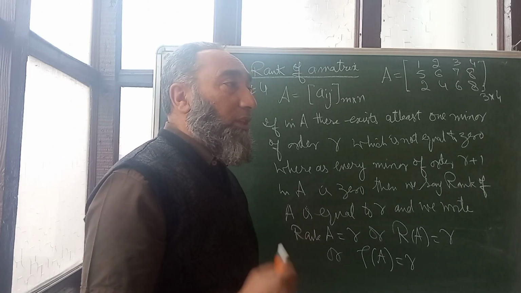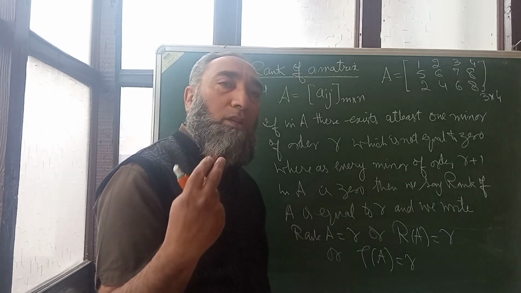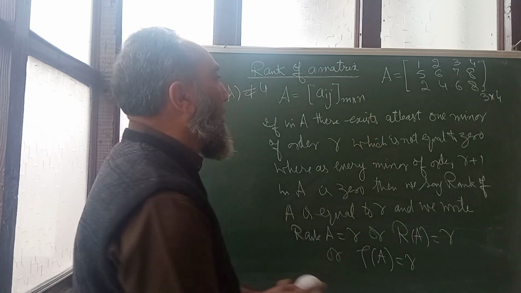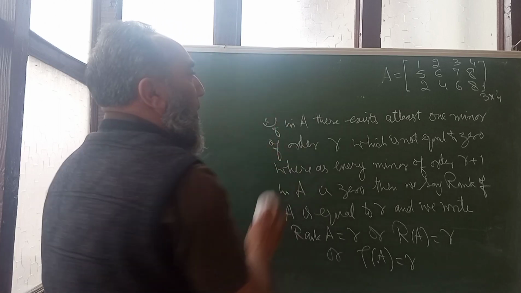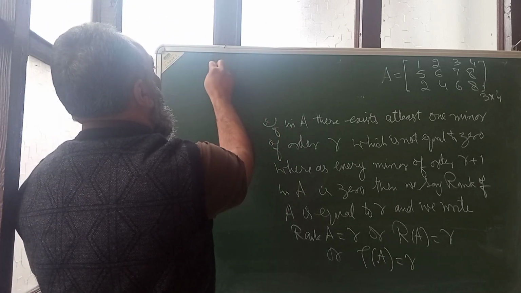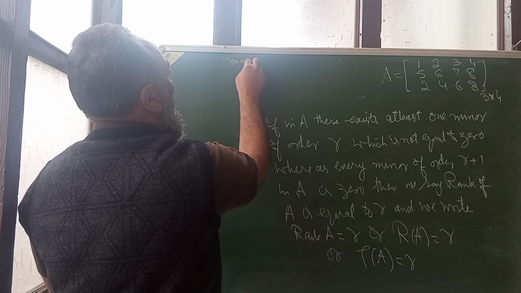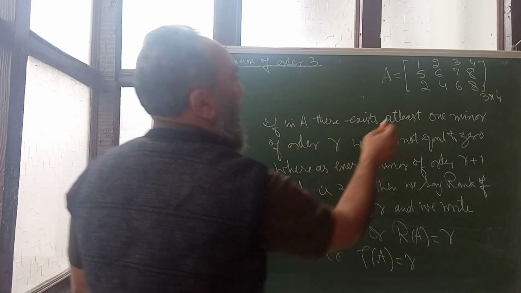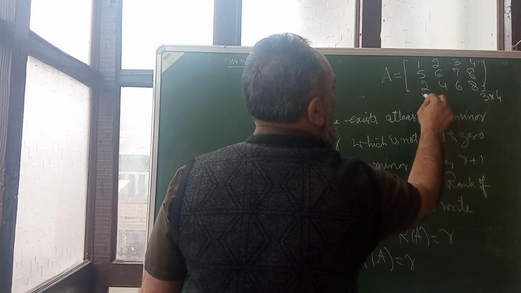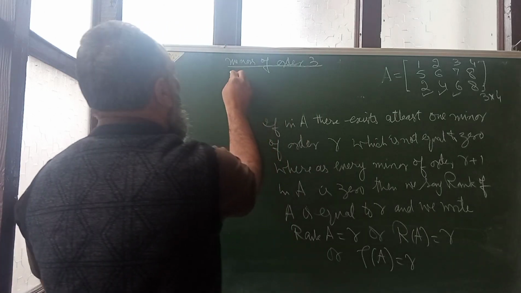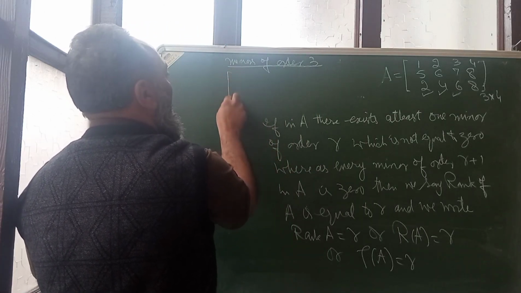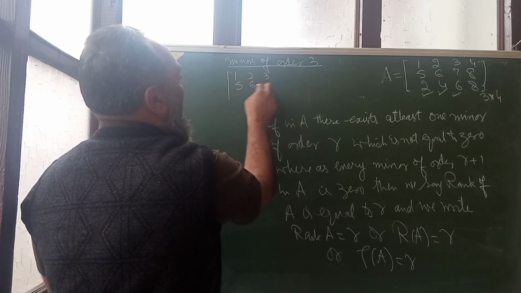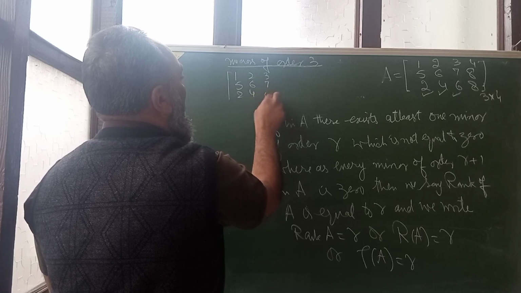Now we have to see whether its rank is 3. For that we have to see that if there is at least one minor of order 3 which is not equal to 0. Now how many minors of order 3 are there? There are minors of order 3. How many are there? See, this one, this column and this column. This is one minor: 1, 2, 3, 5, 6, 7, 2, 4, 8.